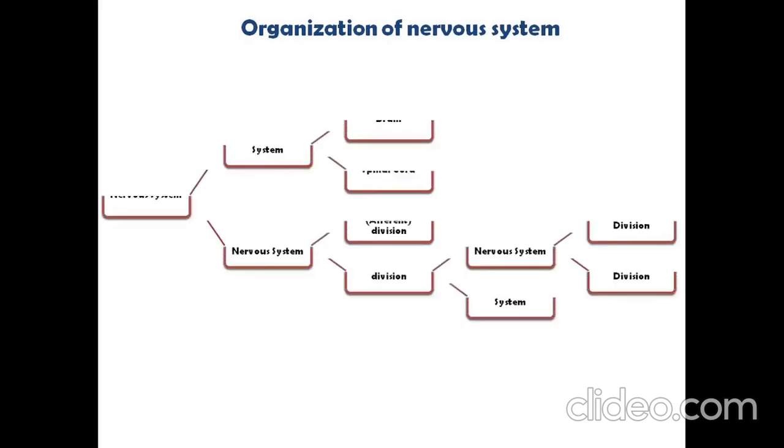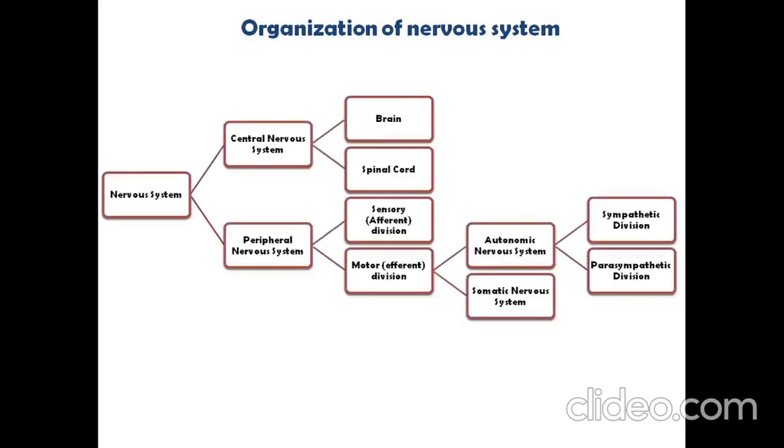Next one is the organization of the nervous system. This organization of the nervous system is also called the classification of the nervous system. The classification of the nervous system gets divided into two parts. First one is the central nervous system and second one is the peripheral nervous system. This central nervous system gets again divided into two parts, brain and the spinal cord.